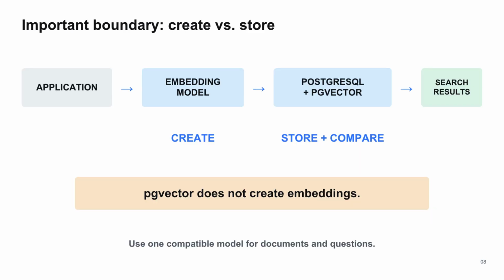The embedding model creates numbers. PostgreSQL and pgvector store and compare those numbers. pgvector does not understand raw text by itself and does not create embeddings. Documents and questions must use the same compatible embedding model.